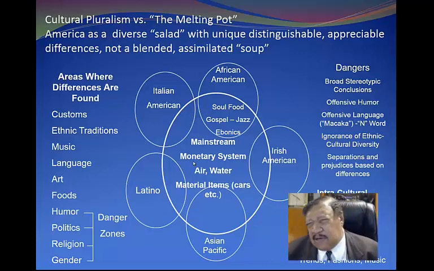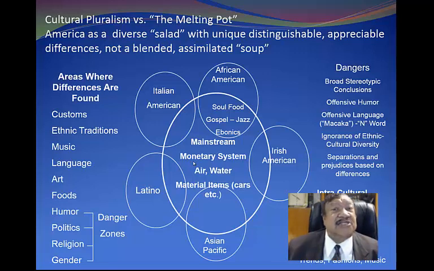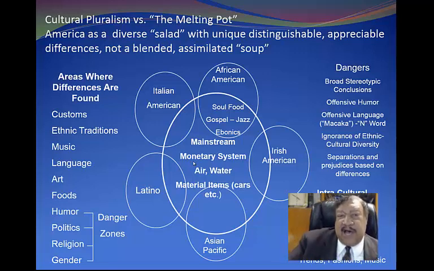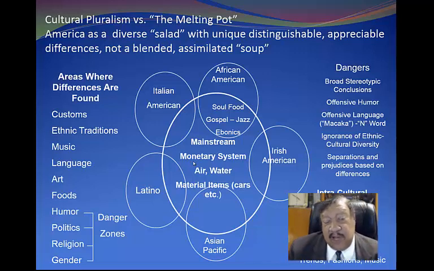But now look outside that large circle and you see, and it's not a subculture, it's a culture that overlaps. So we have Irish, and we have African American, we have Italian, we have Latino, we have Asian Pacific. And on the left, look at those areas where differences are found. And this is where we begin to understand artwork from a cultural point of view. So we have customs, we have ethnic customs.